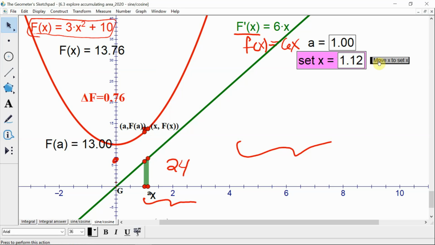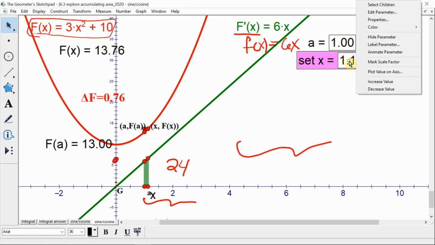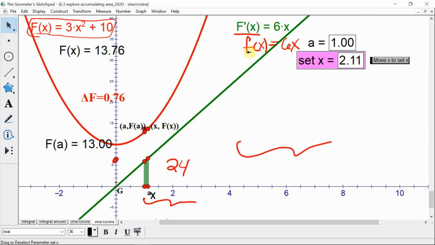Oh, it's not going to show that. Let me see if I can animate it. So it's not behaving the way I intended it to.